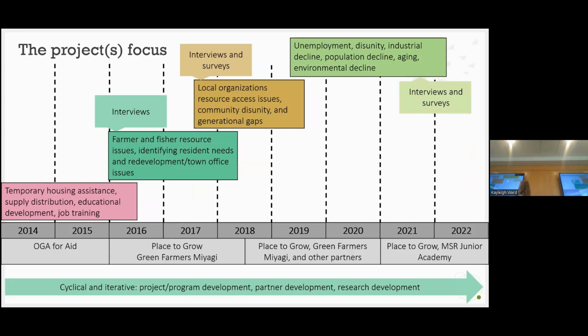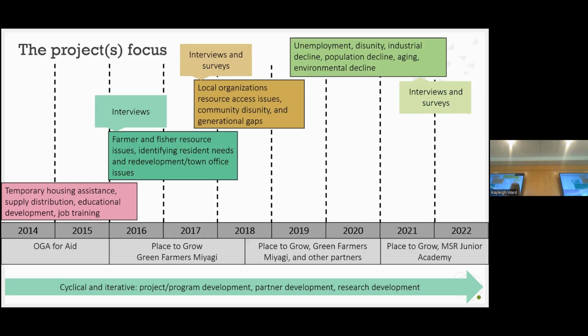So you'll see that disaster relief focus, temporary housing assistance, supply distribution, etc. And then 2016, 2017, you see that shift where we start focusing on local issues related to forestry, farming, and fishing. And we address those things through different methods like interviews or surveys or content analysis of policy documents. Lots of different methods were used. I just put the primary method up here for sake of space.